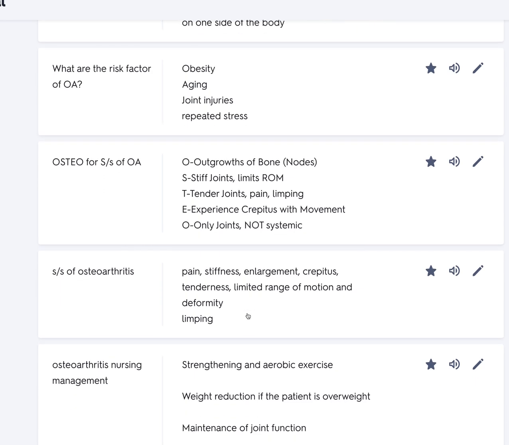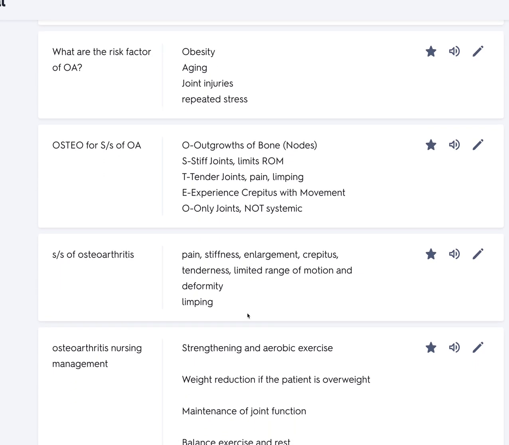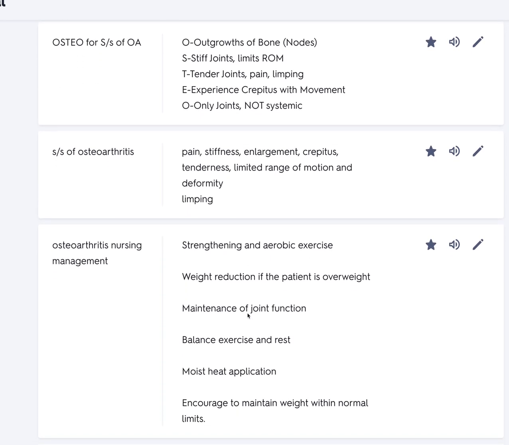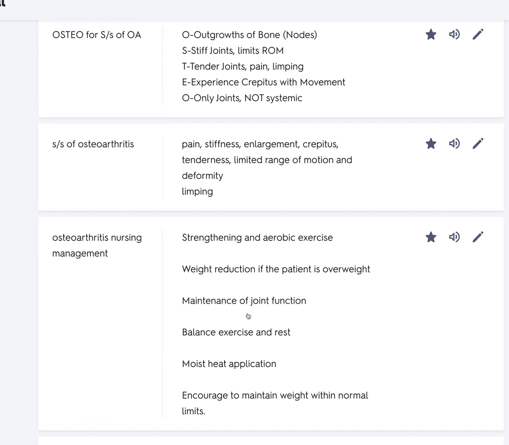So the signs and symptoms: pain, stiffness, limited range of motion, and limping. Nursing management, you're going to encourage the patient to strengthen their muscles and engage in aerobic exercise. They need to engage in weight reduction if they're overweight, because that puts stress on the joints. You want to maintain joint function. You want them to meet performance goals like exercise goals. So put that in the care plan.